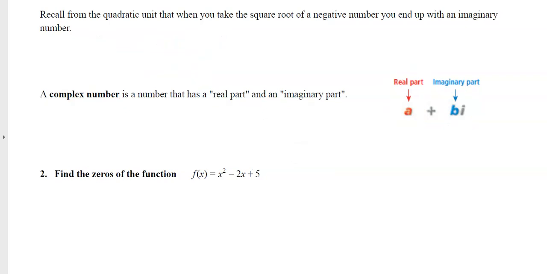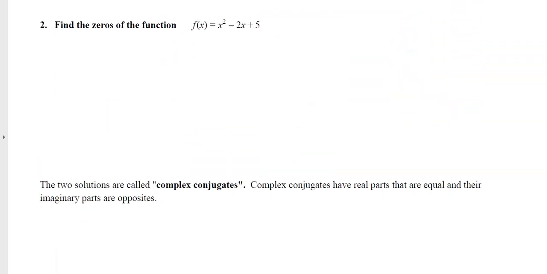So let's move on to number 2. I want you to see this in action. It says, find the zeros of the function x squared minus 2x plus 5. So I want to find the zeros. And I can't think of two numbers that multiply to make 5 and add together to make negative 2. So the quadratic formula is about to come into play.